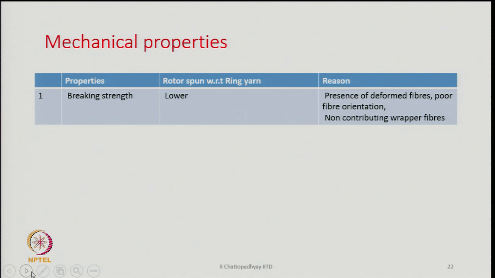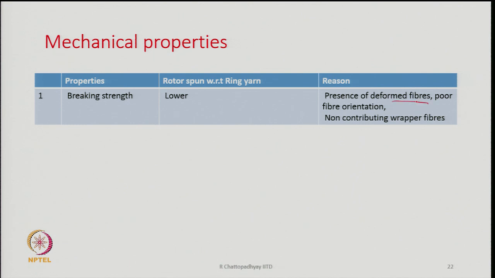So, property, first of all, strength. Breaking strength is always lower with respect to ring yarn. We are always comparing with respect to ring, because ring is the yardstick. We want to judge the quality of yarns spun on other technologies always with respect to ring yarn. Breaking strength is lower. Why?